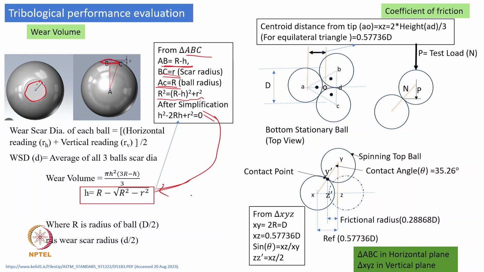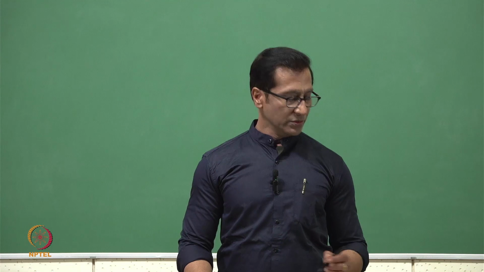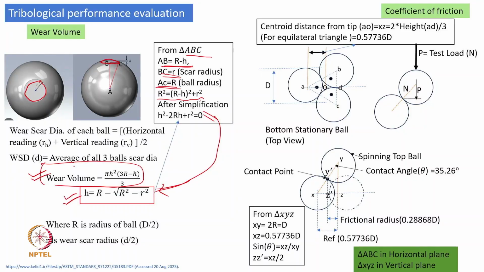So this is an important aspect. If I know the scar radius, I can find out the h value. And once I have h, I have to derive what the wear volume will be in this situation, which we will give in the next slide, on how to find the wear volume. However, I have written the values over here.